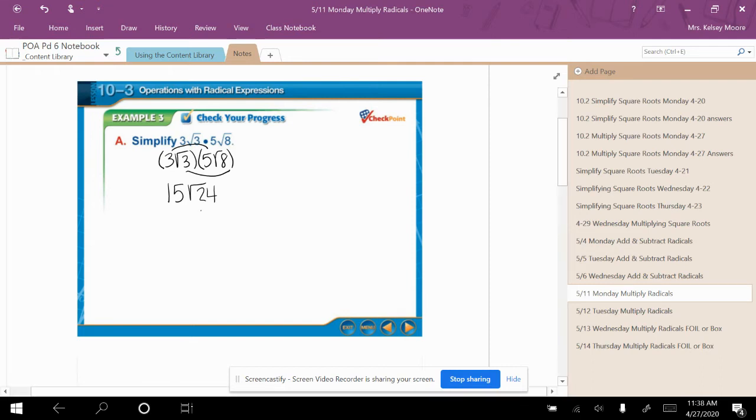Whenever we go to break down the square root of 24, you get 4 and 6. 4 breaks down to 2 and 2. Circling my 2's, boxing my 6, and I get 2 square root of 6. And then I have to bring down that 15. So my answer ends up being 30 square root of 6.